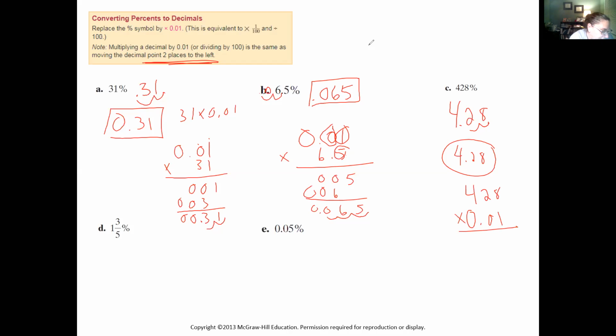So for D, we have a fraction, right? So first thing we want to do is turn that into a decimal. Well, there's two things you can do. We can leave 1 as the whole number, and then we can divide 5 and 3 to get the decimal.